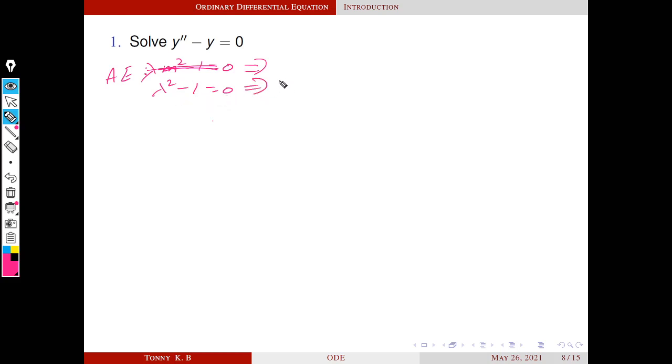So what are the solutions? Lambda square equal to 1, so lambda equal to plus or minus 1. So the solutions of this auxiliary equation are plus 1 and minus 1. As per our notation, we can choose lambda 1 as 1 and lambda 2 as minus 1. So what is the case? Here the roots are real and distinct, so it corresponds to case 1.